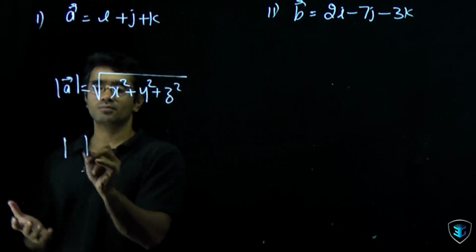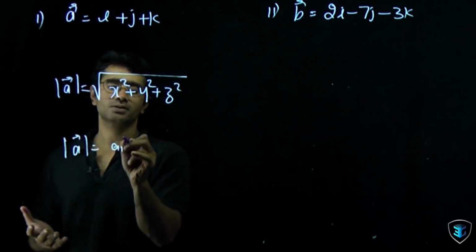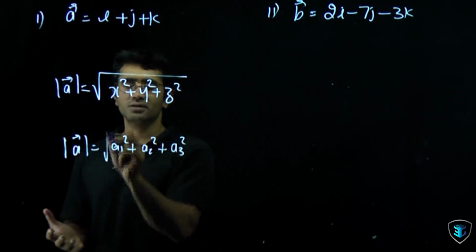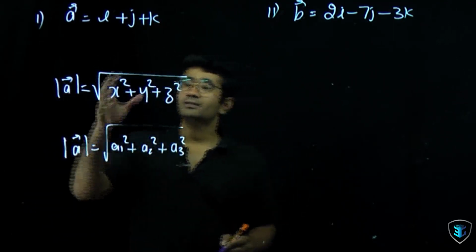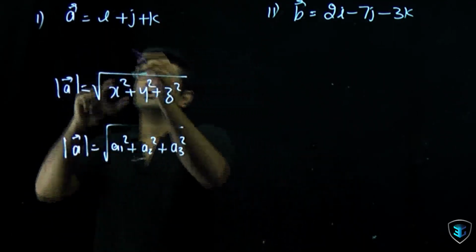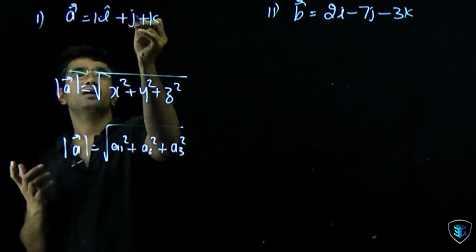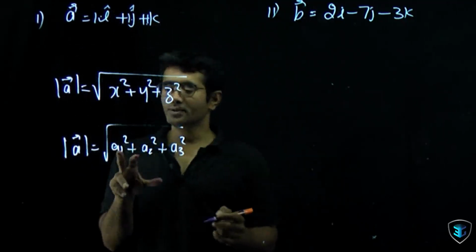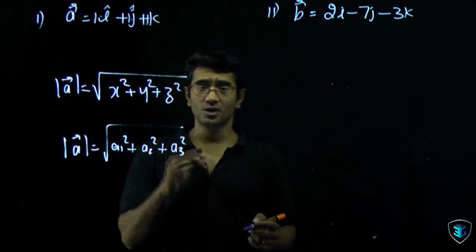It is also given by, I can say, root of a1 squared plus a2 squared plus a3 squared. I think both the formulas are valid. Here in this case, the coefficients of i cap, j cap and k cap are called x, y, and z, or they can also be named as A1, A2, and A3, whatever you take.